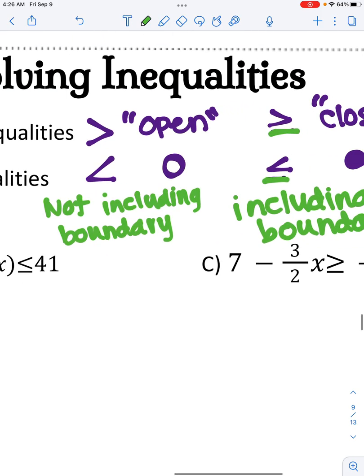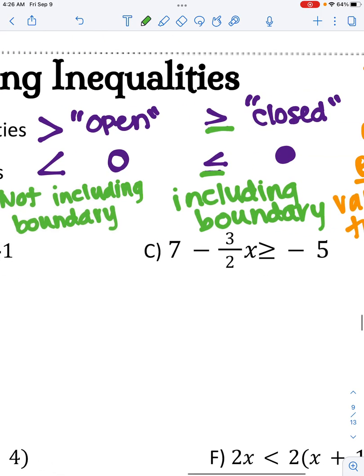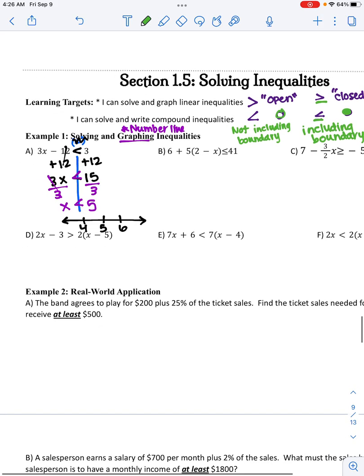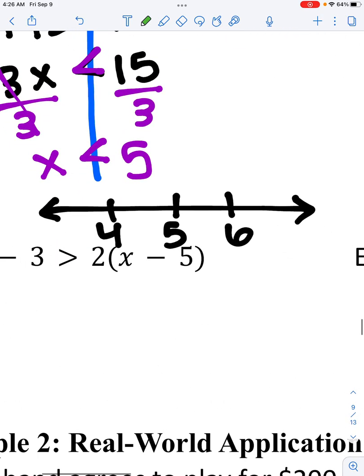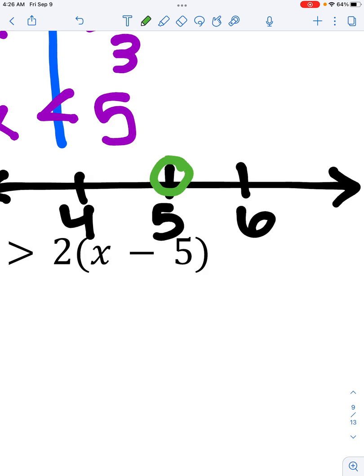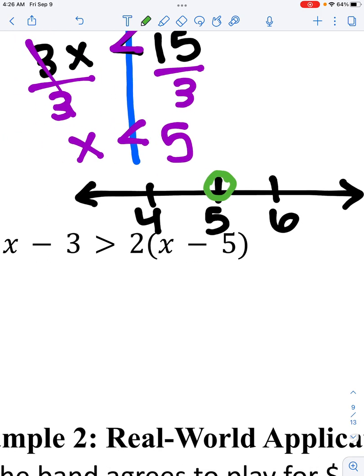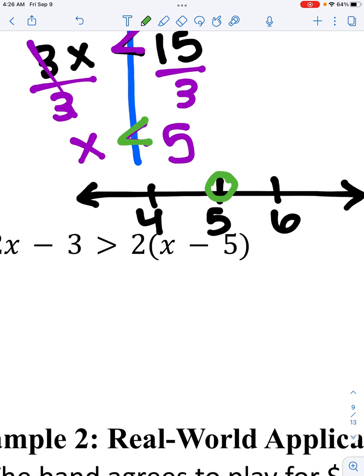To represent on a number line whether we're including the boundary or not, we would mark that boundary value with either an open circle or a closed circle. Because this is not including that boundary of 5, I would use an open circle. So I'd make an open circle around the value 5. And this symbol here is telling me that I could plug in any number less than 5 and it would make this true.